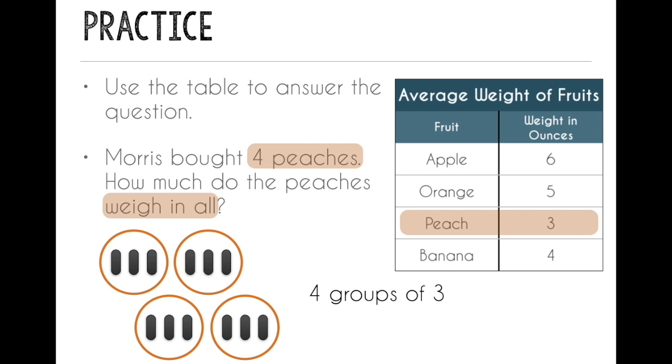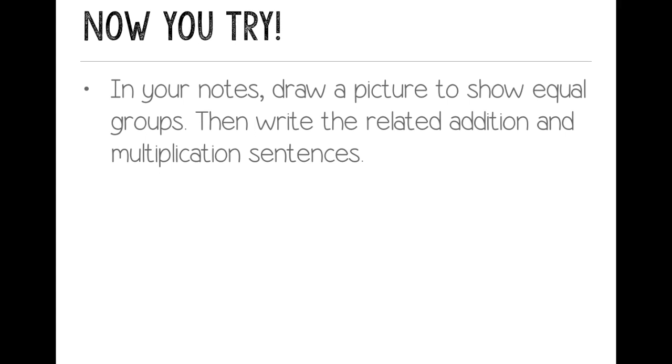So now I have 4 groups of 3. And if I use repeated addition, I would add 3 plus 3 plus 3 plus 3. And if I multiply, I would multiply 4 times 3 and get a product of 12. And I multiply 4 times 3 because I have 4 groups of 3. So my 4 comes first, that's my number of groups, and then I multiply by 3, or the number in each group. So I would be able to say that the peaches weigh 12 ounces.